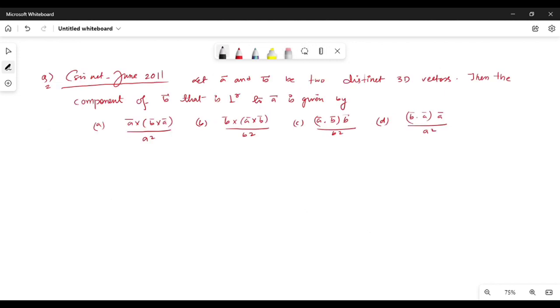So let us discuss the next question that came in CSIR NET June 2011. Let A and B be two distinct 3D vectors, then the component of B that is perpendicular to A. That means we have B's component in the option that is perpendicular to the vector A.